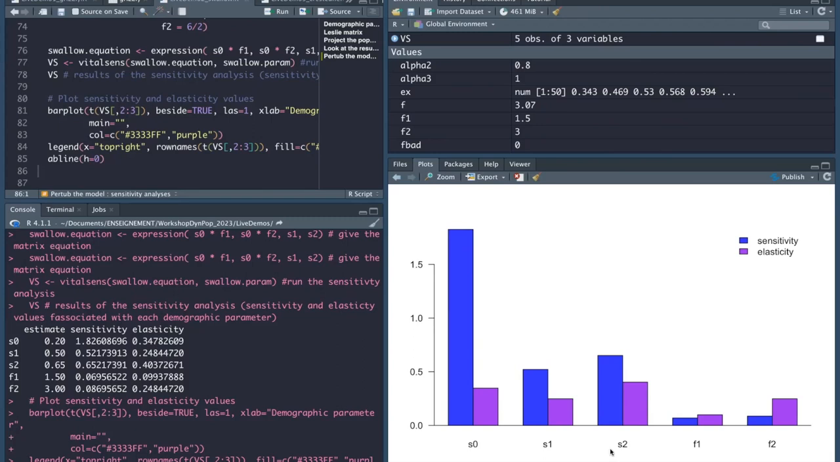But if we look at elasticity values, that is a proportional change, we see that elasticity is higher for adult survival. So probably it's better to act on adult survival rather than on fertility or improving fertility, for example. And that's it for this live demo with deterministic models.